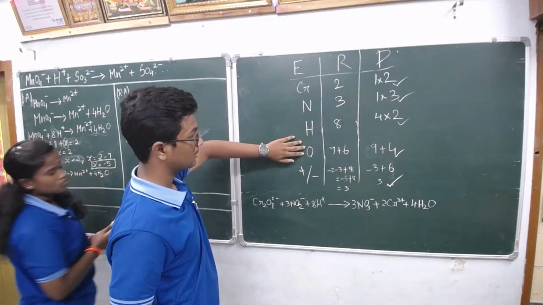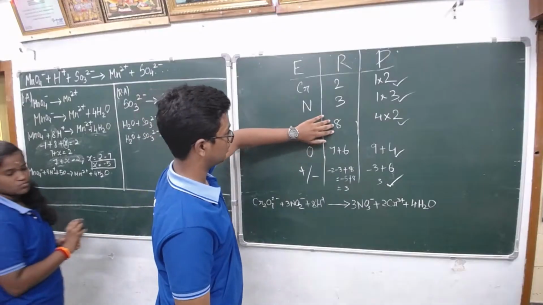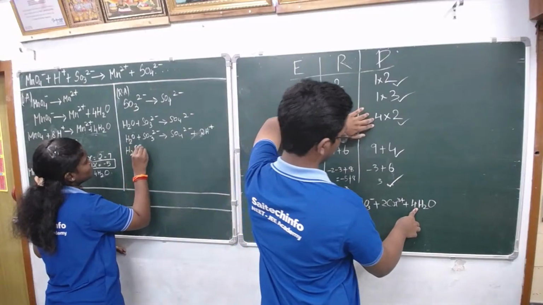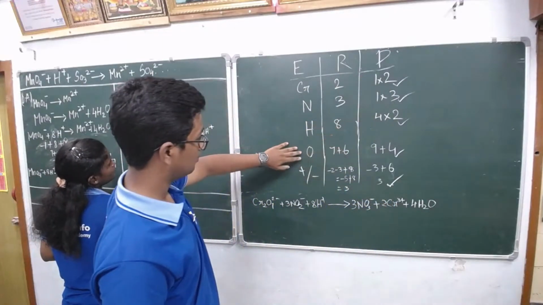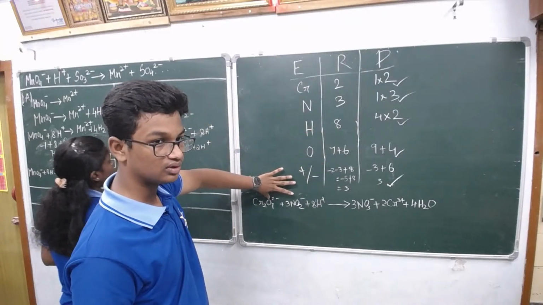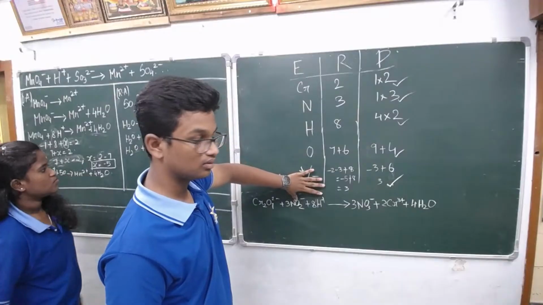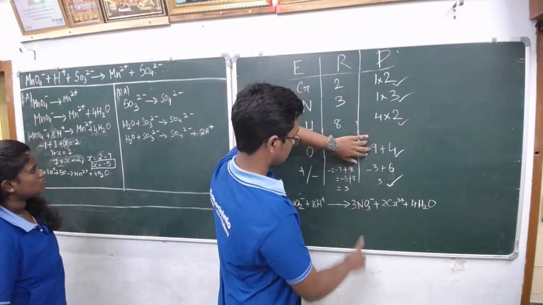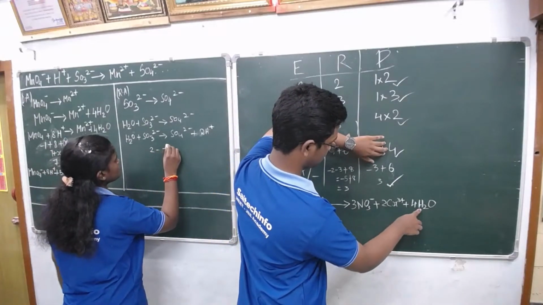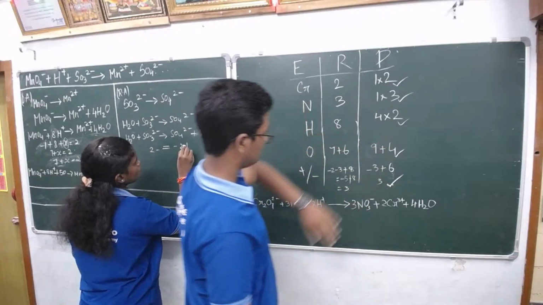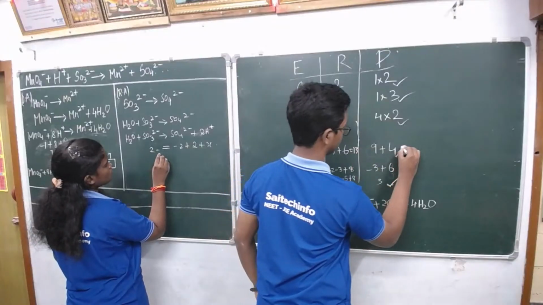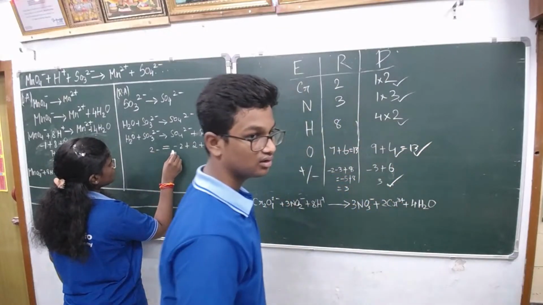Where did you get this 8? 4 into 2, from water molecules. And oxygen: 7 is coming from Cr2O7 and 6 is coming from NO2. In the product side, 9 is coming from NO3 and 4 is coming from water molecules. So 7 plus 6 is 13, and 9 plus 4 is also 13. So oxygen is balanced, all the elements are balanced.